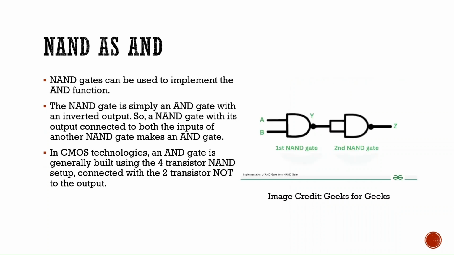Now, NAND as AND. NAND gates can be used to implement the AND function. The NAND gate is simply an AND gate with an inverted output. So, a NAND gate with its output connected to both the inputs of another NAND gate makes an AND gate. In CMOS technologies, the AND gate is generally built using the 4 transistor NAND setup connected to the 2 transistor NOT at the output. Otherwise, if I use 2 NAND gates, I have to use 4 plus 4, 8 transistors, whereas the NOT cuts down 2 transistors. So now it's 6. So that's more cost efficient and also energy efficient.